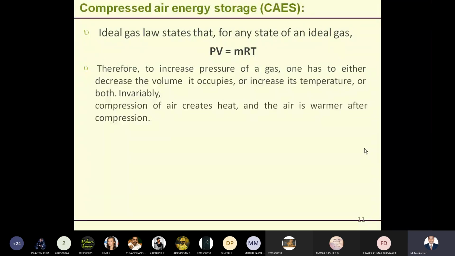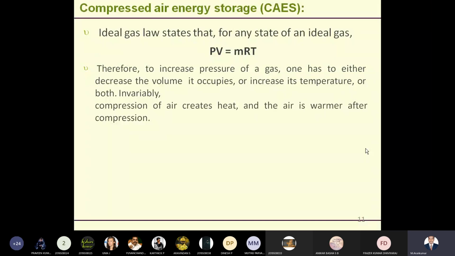Therefore, you can compare the formula. To increase the pressure of a gas, one has to either decrease the volume. Pressure and volume are in inverse proportion. So if you want to increase the pressure, you have to reduce the volume or increase its temperature. Pressure and temperature are in direct proportion. So you can increase the temperature, or both.